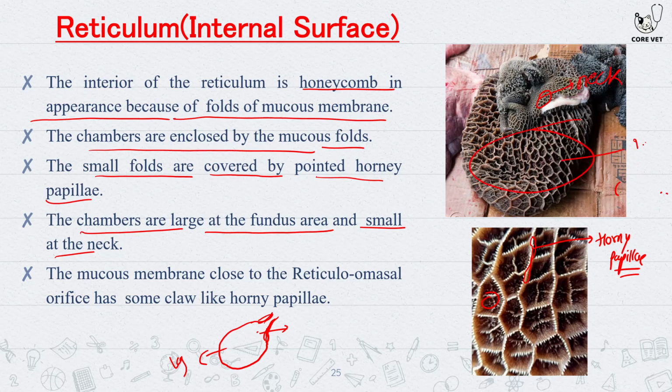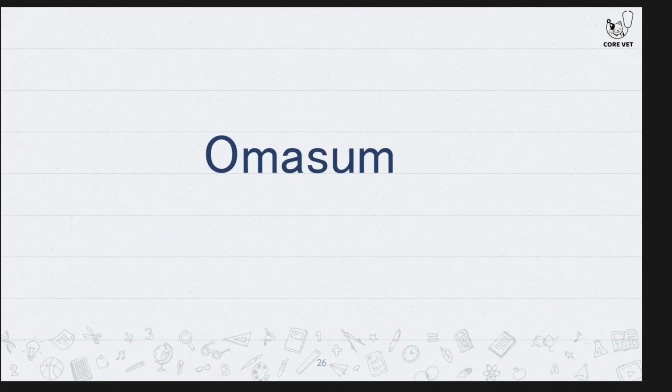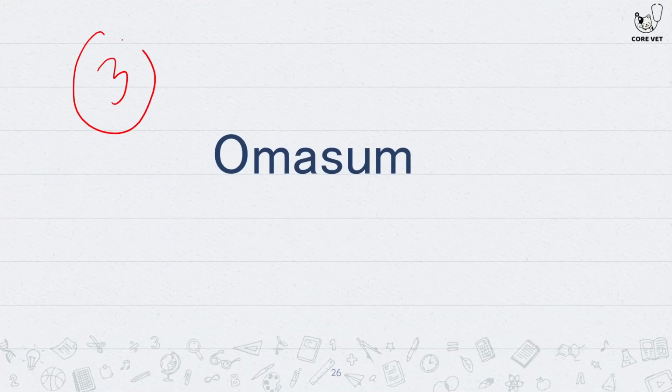This is the fundus of the reticulum. So you can see the chambers are larger in size in the fundic region, while in the neck region the size reduces, right? So the mucous membrane close to the reticulo-omasal orifice has some claw-like horny papillae. So there were claw-like horny papillae at the what? Reticulo-omasal orifice, which is the junction between the reticulum and the omasum. Now coming on to the omasum. Now this is the third compartment that we are about to discuss, the omasum.